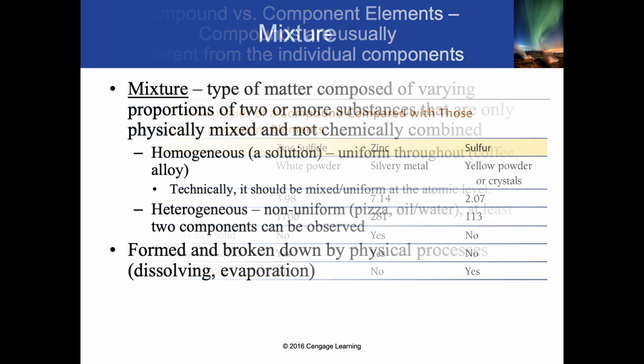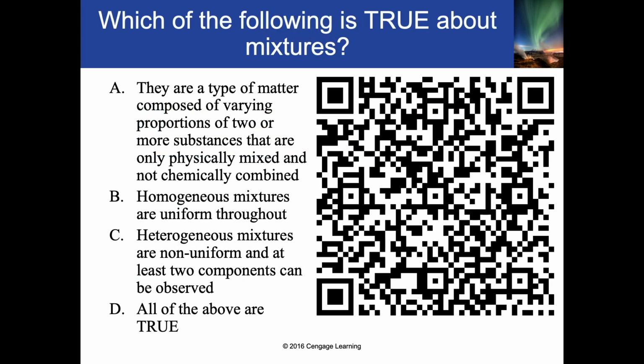All right. So your next question is this. Which of the following is true about mixtures? They are a type of matter composed of varying portions of two or more substances that are physically combined together, not chemically, right? Homogeneous mixtures are uniform throughout. Heterogeneous mixtures are non-uniform and have at least two components observed. And then all the above are true.